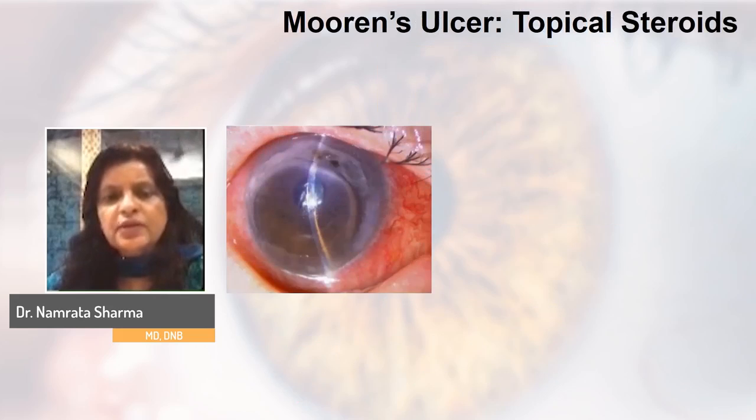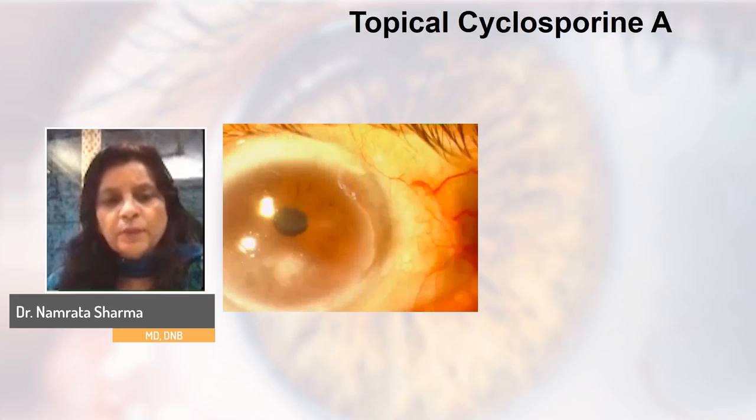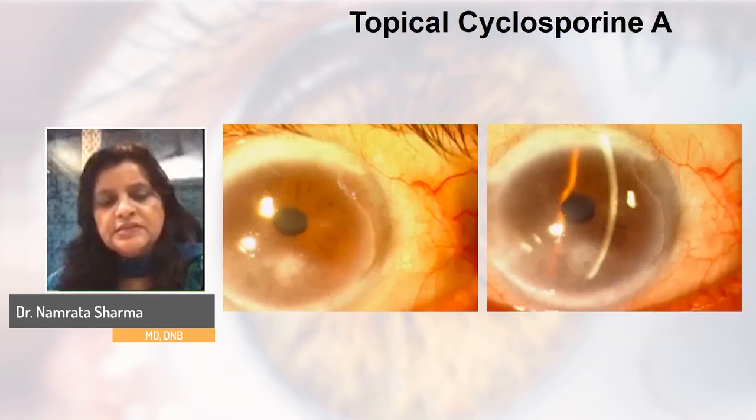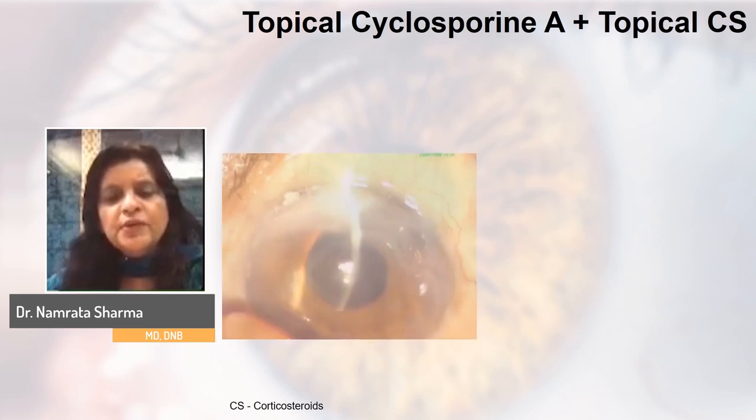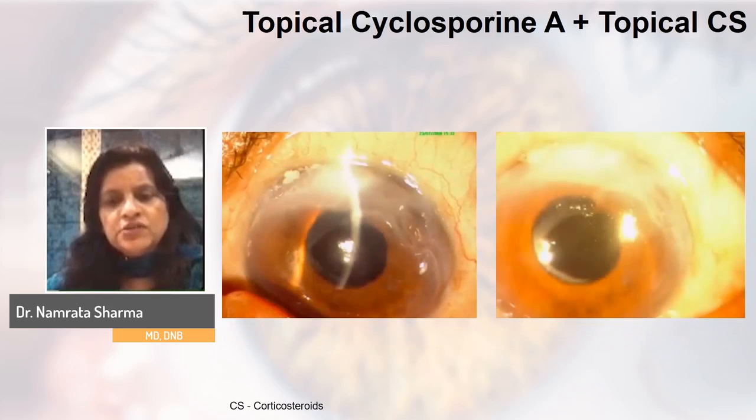And this is the way it heals if you give topical steroids. You may also give topical cyclosporin if the patient is steroid dependent and there's raise of intraocular pressure, and this is a case to show that. And sometimes you may have to combine both topical cyclosporin A and topical steroids, and it causes healing here.